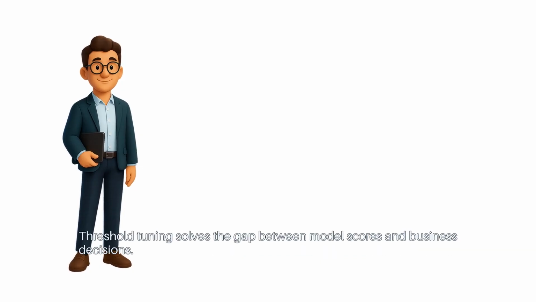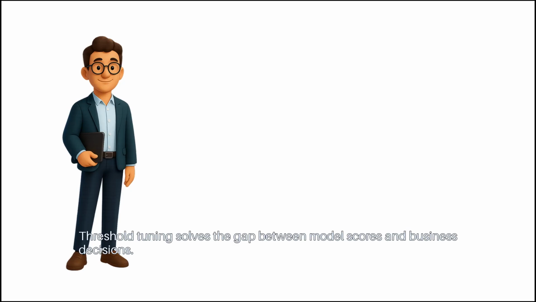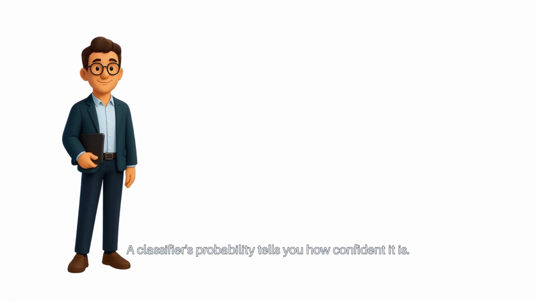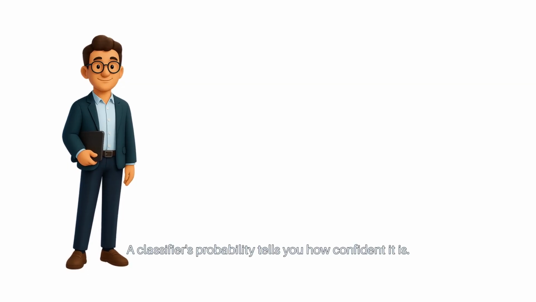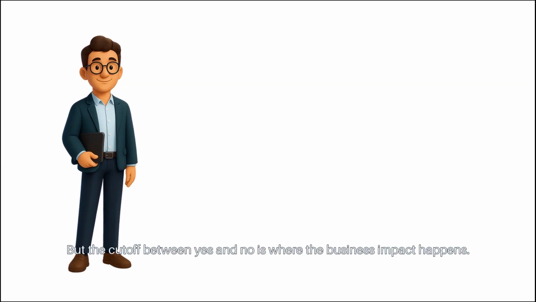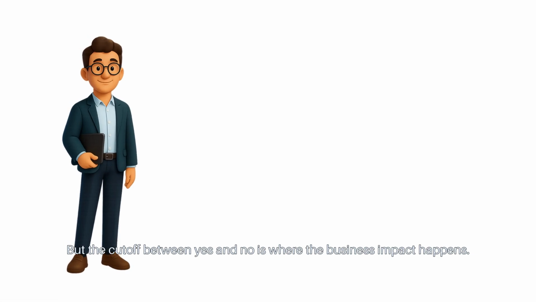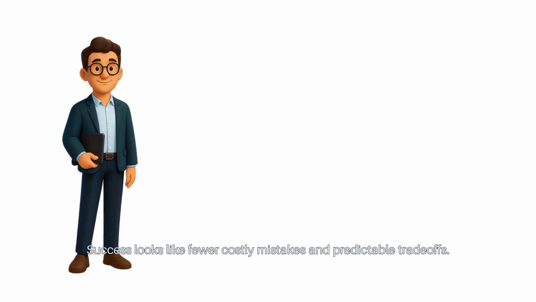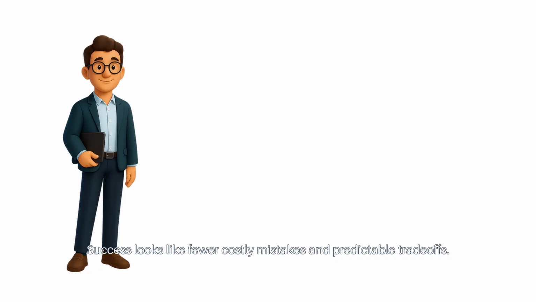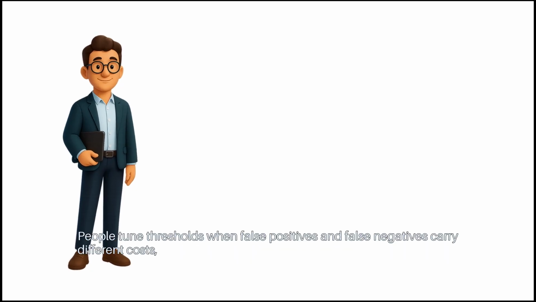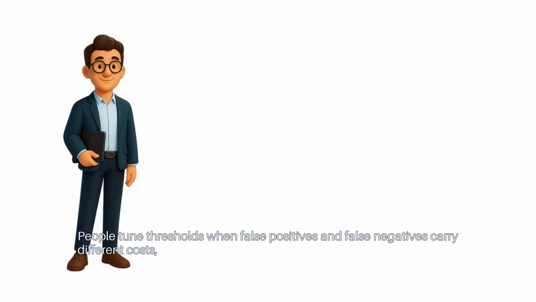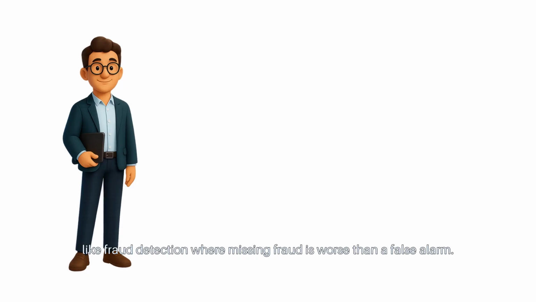Threshold tuning solves the gap between model scores and business decisions. A classifier's probability tells you how confident it is. But the cutoff between yes and no is where the business impact happens. Success looks like fewer costly mistakes and predictable trade-offs. People tune thresholds when false positives and false negatives carry different costs, like fraud detection, where missing fraud is worse than a false alarm.